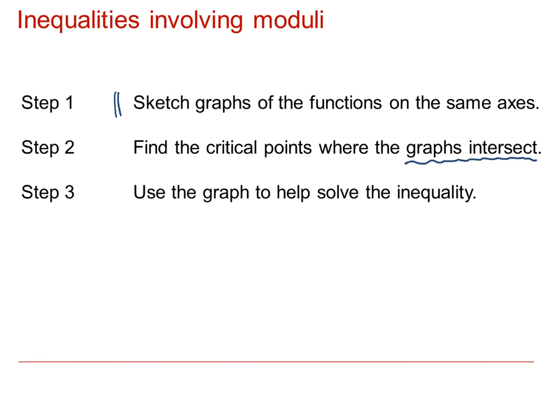The slight difference will be that in the algebra, we have to consider whether we're looking at a portion of the graph which has come from a reflection of the original function when we have the modulus. So remember that if we're looking at mod f of x, then if that f of x is less than 0, then the modulus will be a reflection, and that has to be considered in the algebra. But once we've found those critical points, then we can use the graph to help solve the inequality.